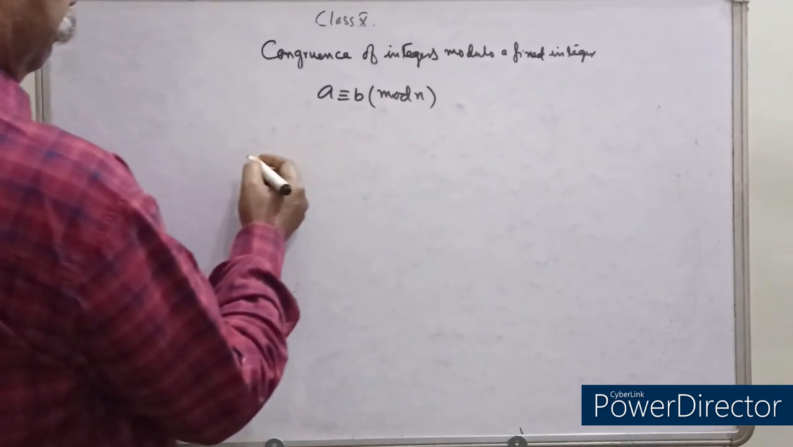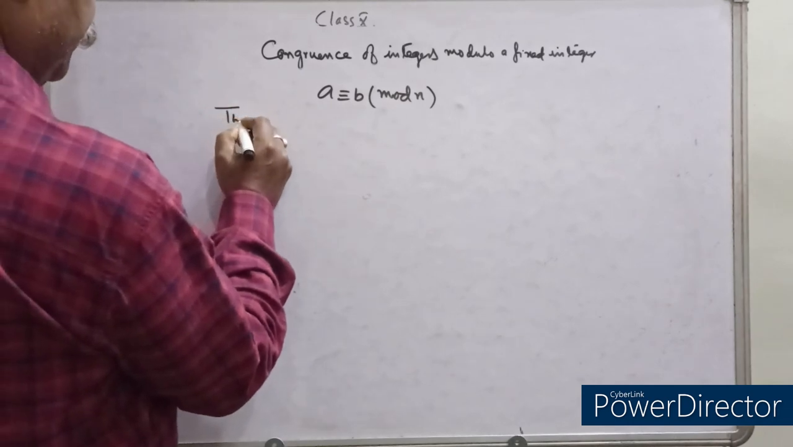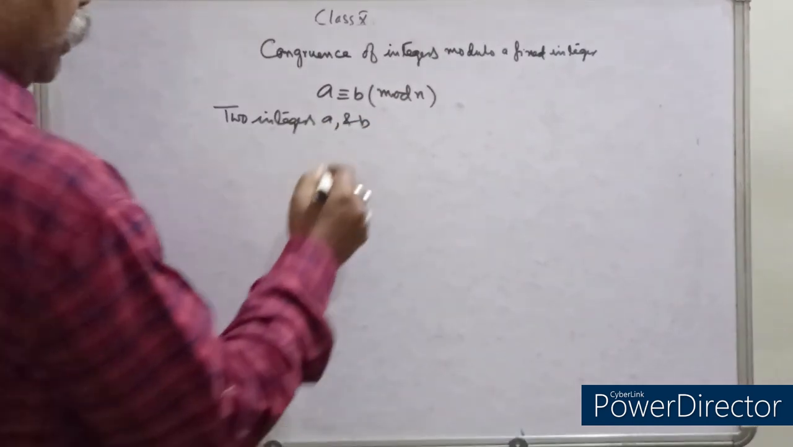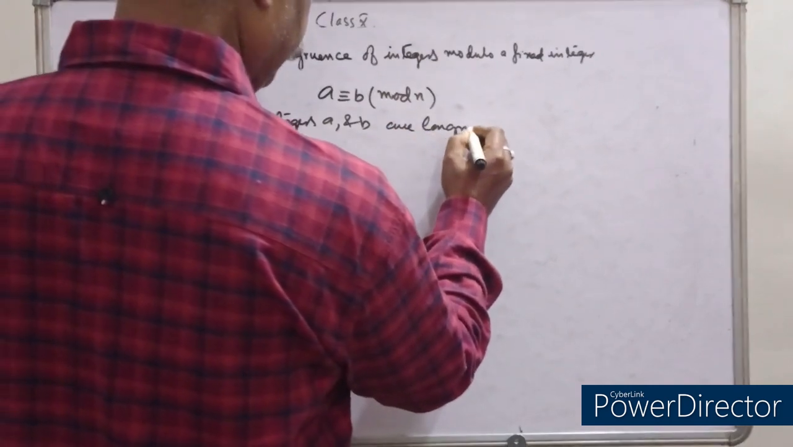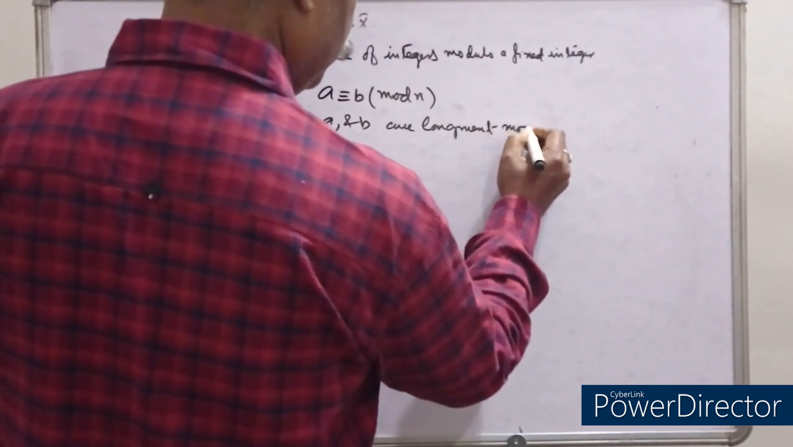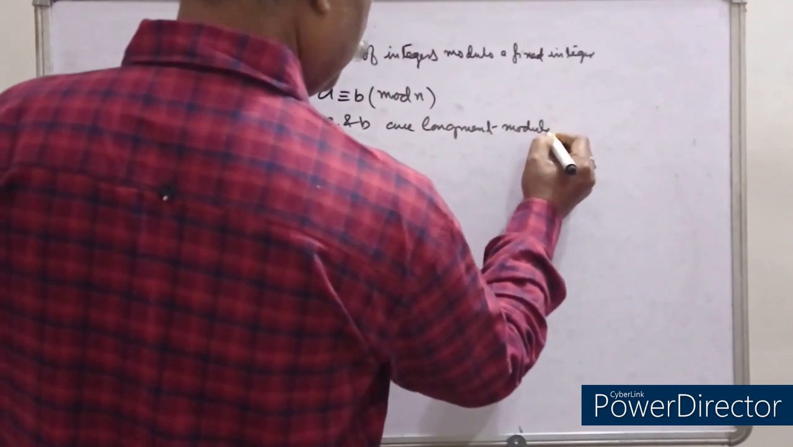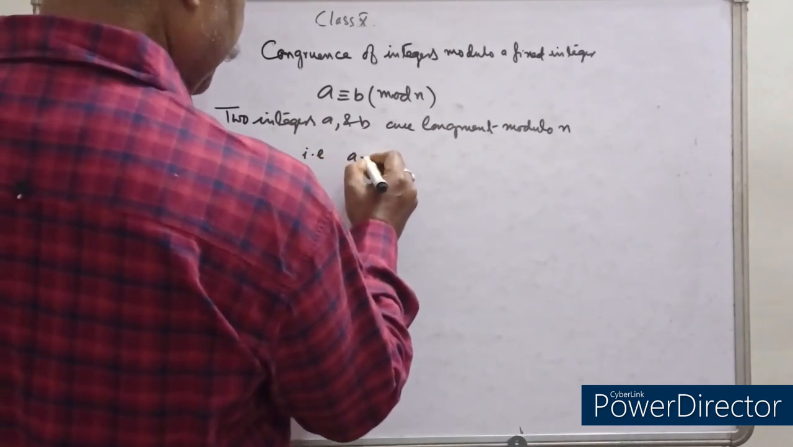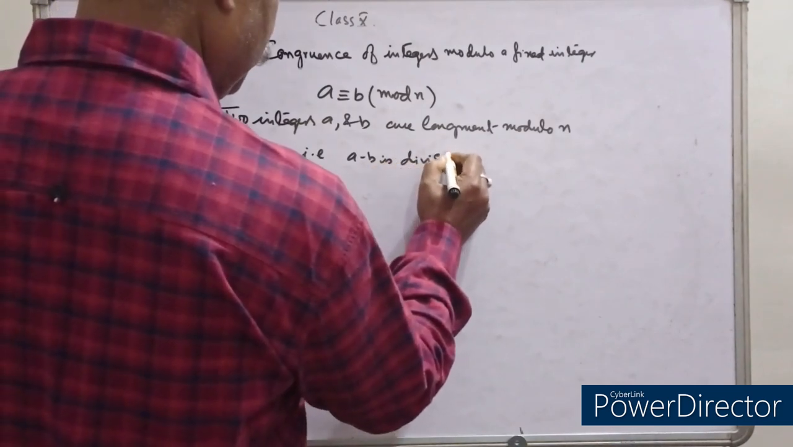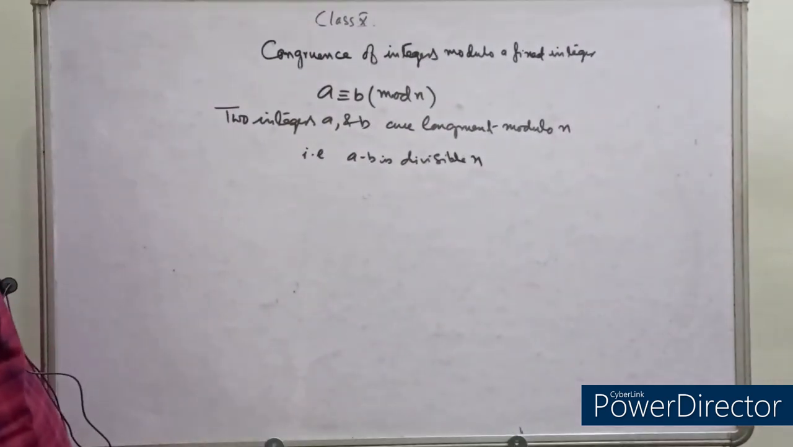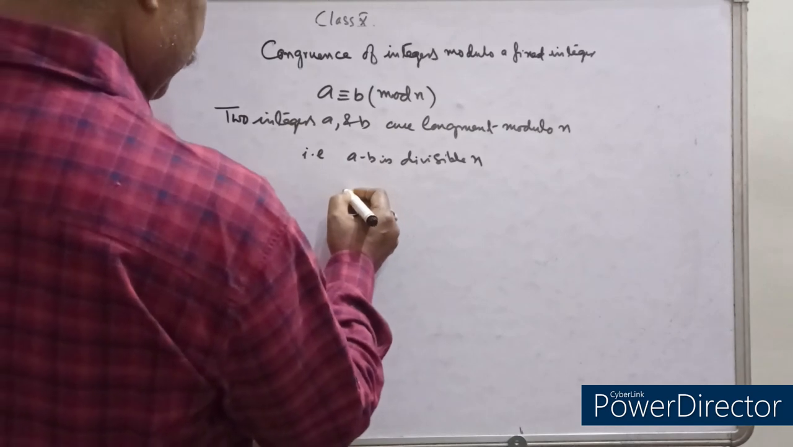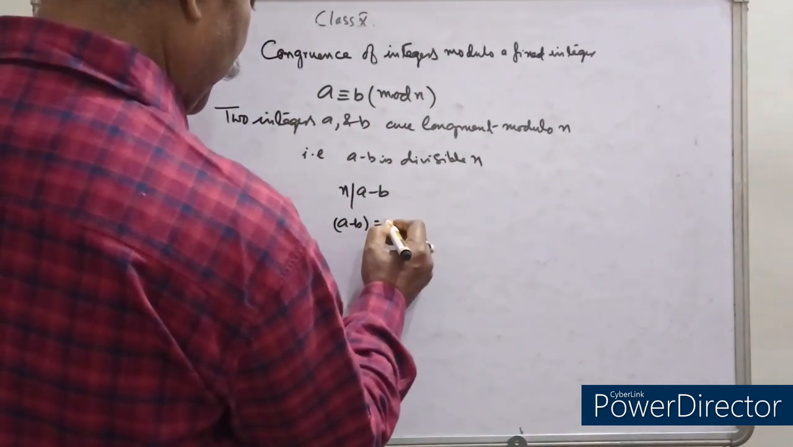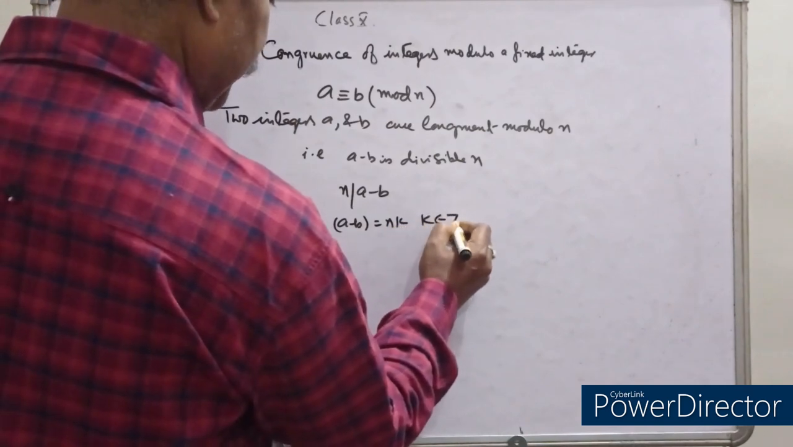are congruent mod n. That is, according to your definition given, the two integers A and B are congruent modulo n. That is, A minus B is divisible by n. So in a nutshell, we can say that n divides A minus B. So that means A minus B is equal to nk, where k belongs to the integers, Z.